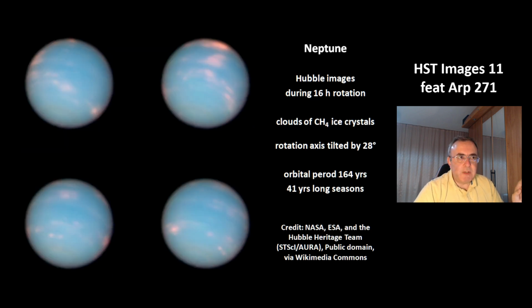This is a series of Hubble images during its 16-hour rotation. And you can see clouds of methane ice crystals. The rotation axis of Neptune is tilted by 28 degrees. The orbital period of Neptune is 164 years. This means each of Neptune's seasons has a length of 41 years.